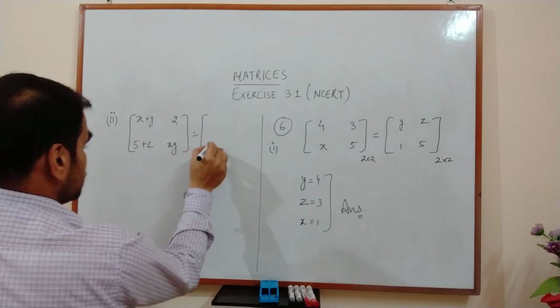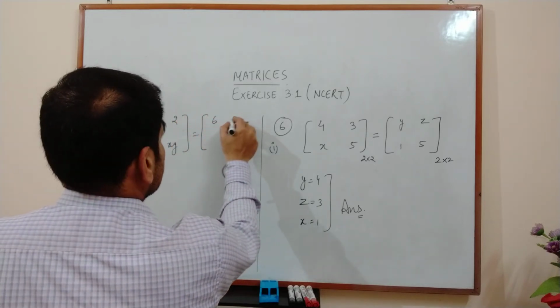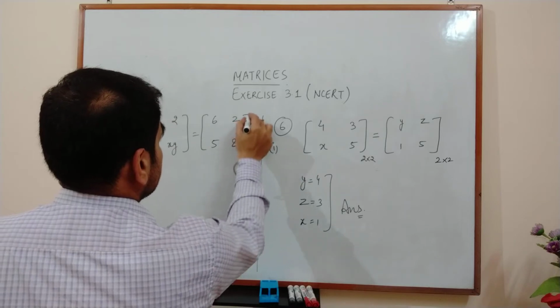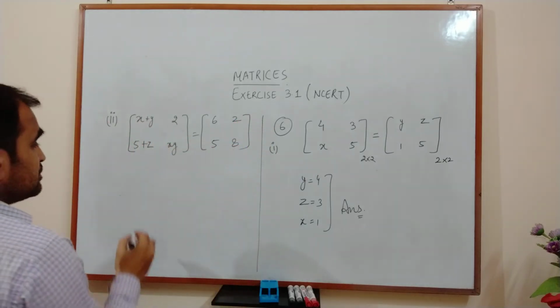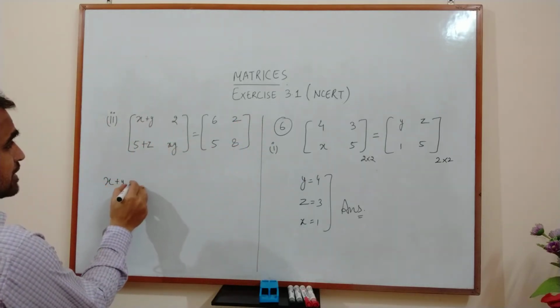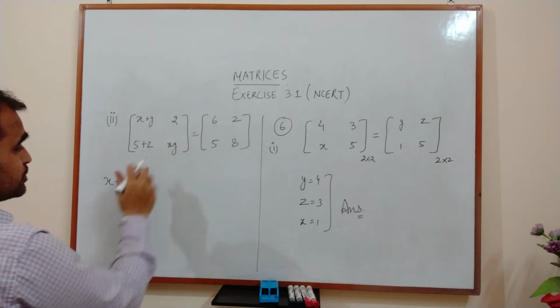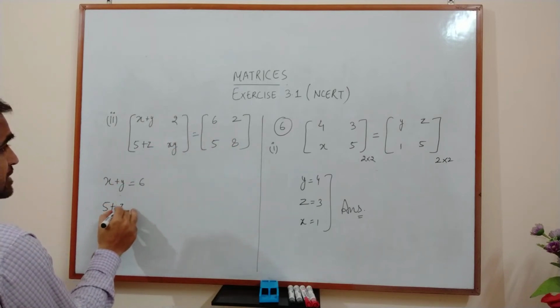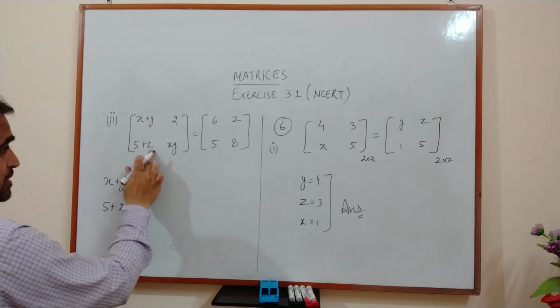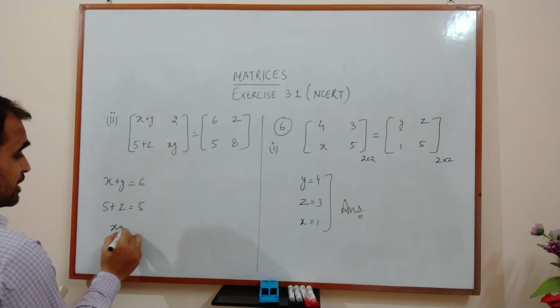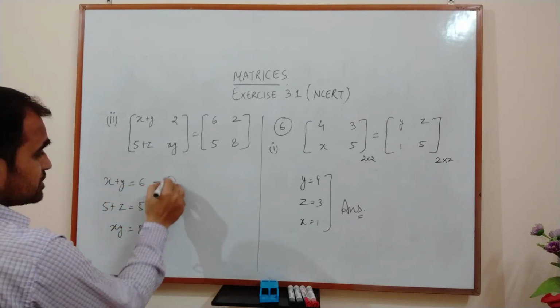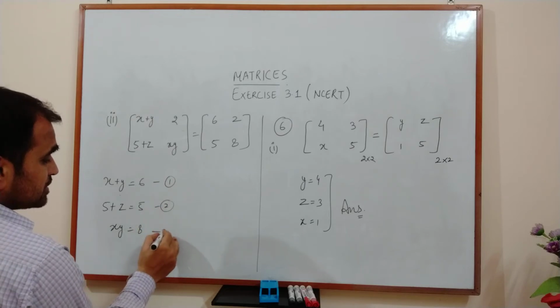Is equal to [[6, 2], [5, 8]]. So if you compare the elements, you will get x plus y is equal to 6, 2 is equal to 2, y plus z is equal to 5, so 5 plus z is equal to 5, and xy is equal to 8. So this is the first equation, this is the second equation, this is the third.